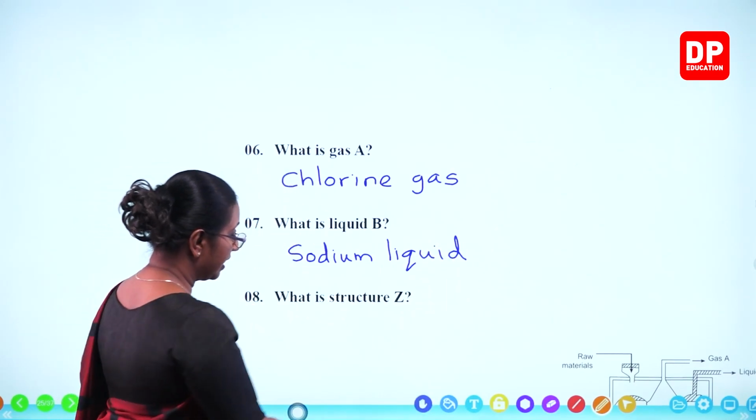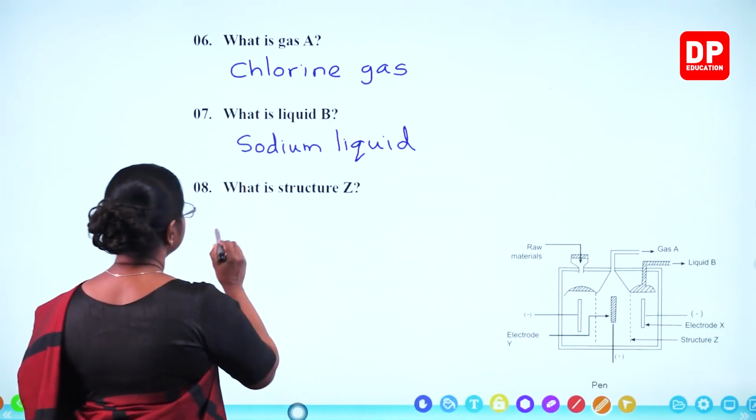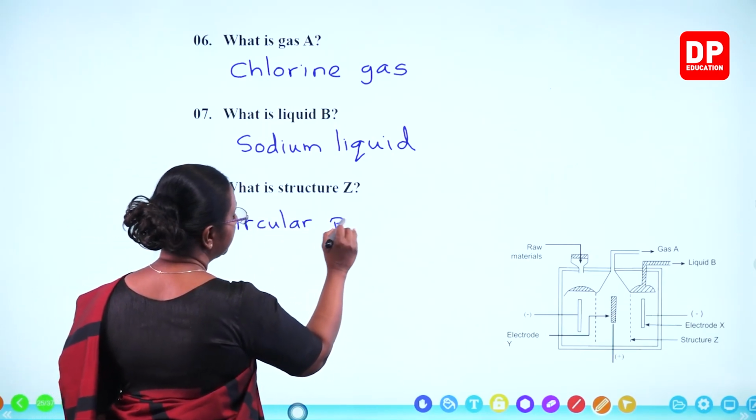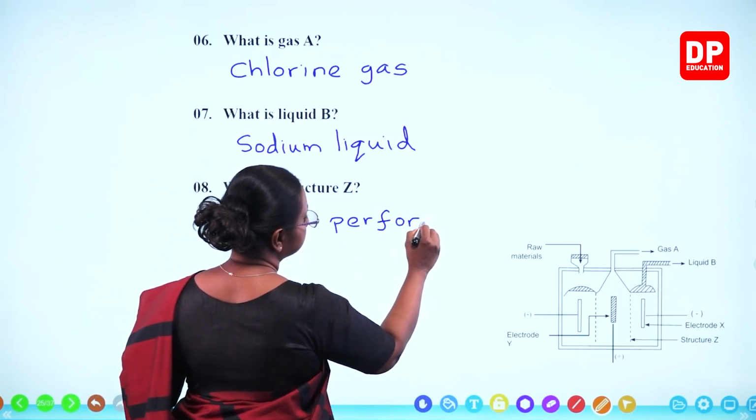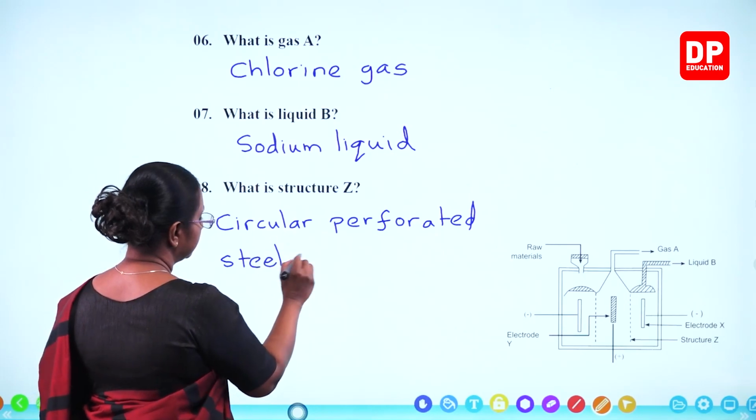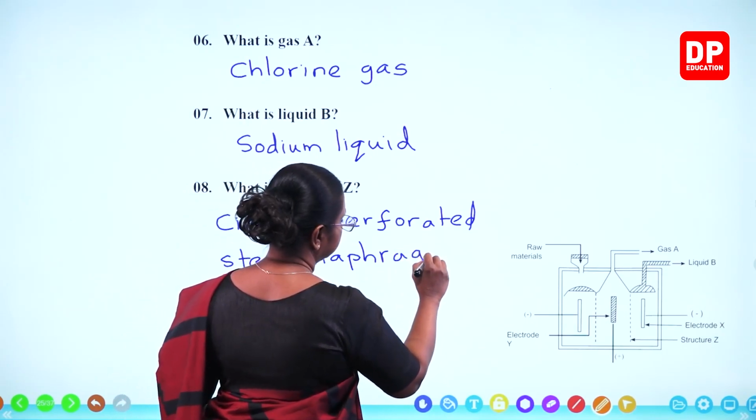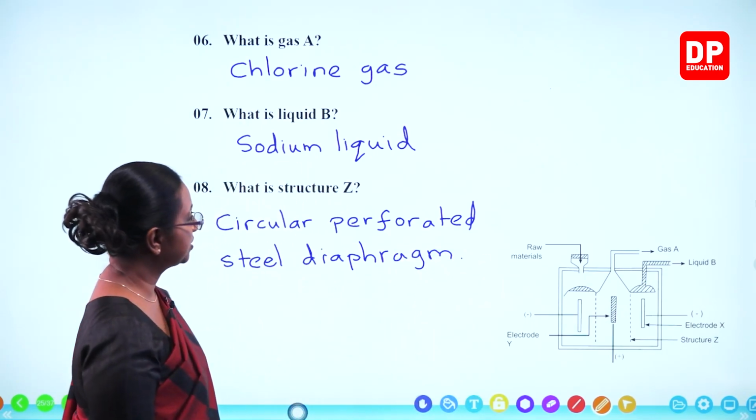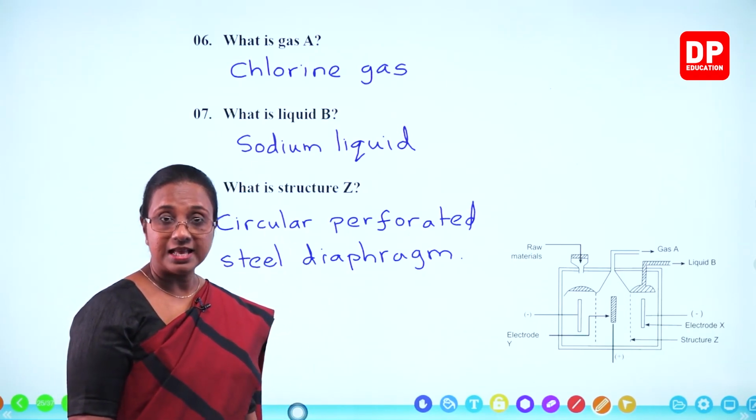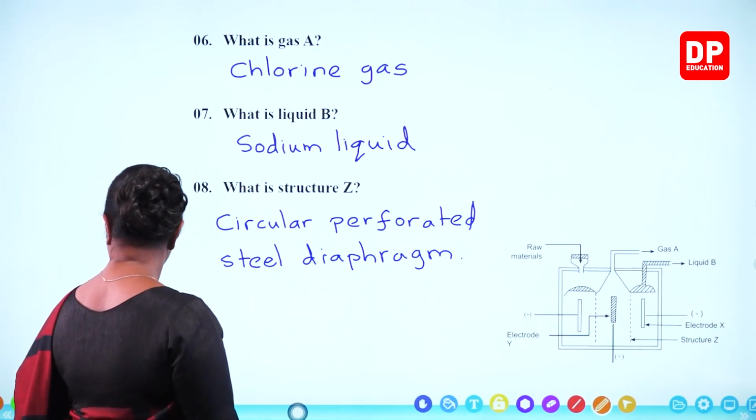What is structure Z? Structure Z is the circular perforated steel diaphragm. That is structure Z. Circular perforated steel diaphragm. Is that clear, students? I'll move on to the next slide where we continue with the questions.